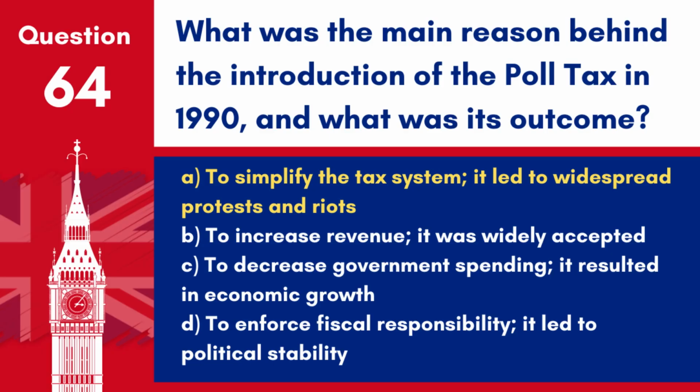Answer: A. To simplify the tax system. It led to widespread protests and riots. The introduction of the poll tax in 1990 aimed to simplify the tax system, but instead led to widespread protests and was a significant factor in Margaret Thatcher's resignation.